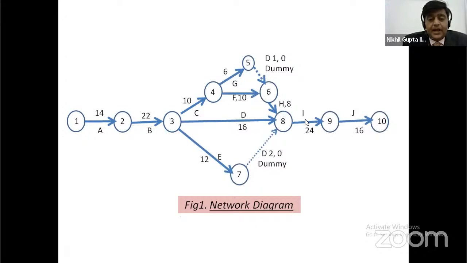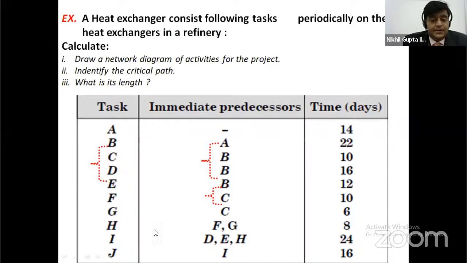Next, I is the successor of activities H, D, and E. In other words, D, E, and H are the predecessors of activity I, which takes 24 days.